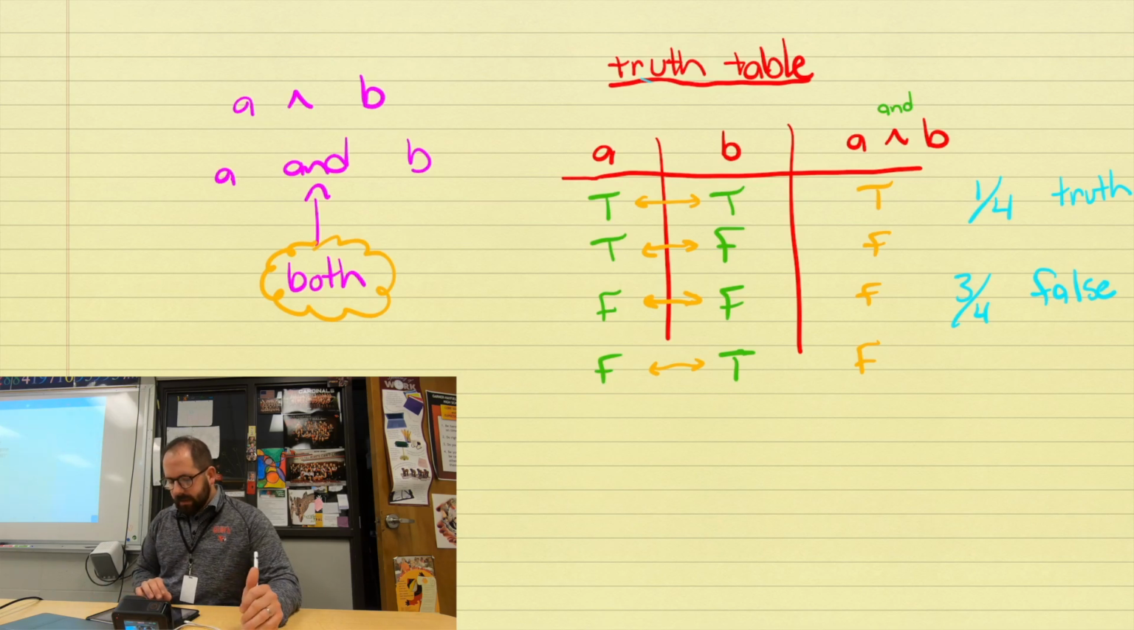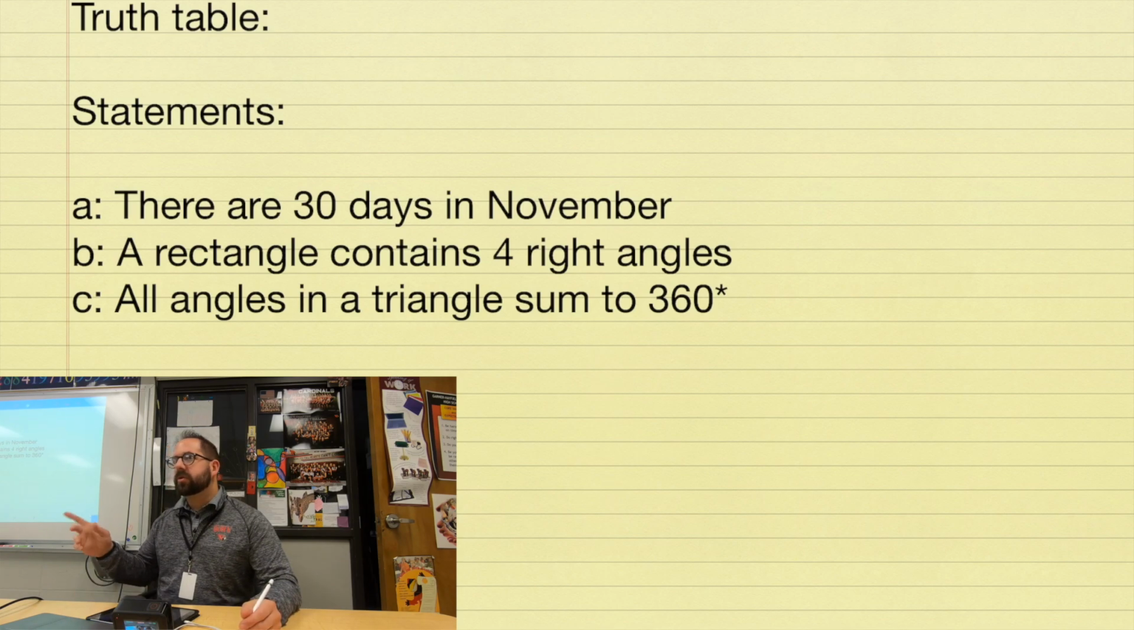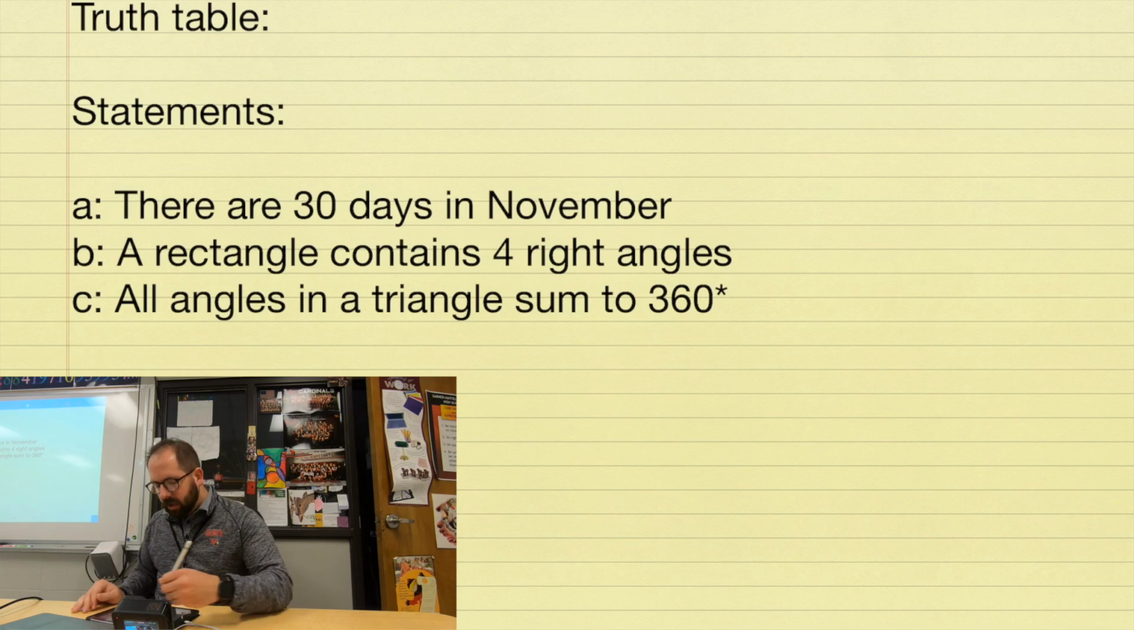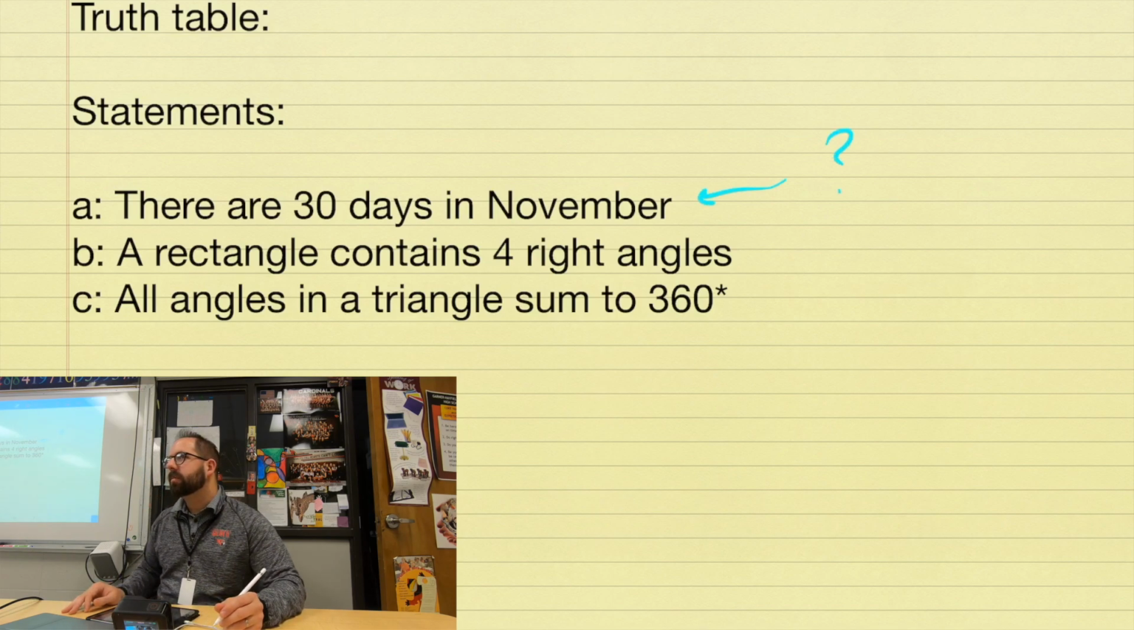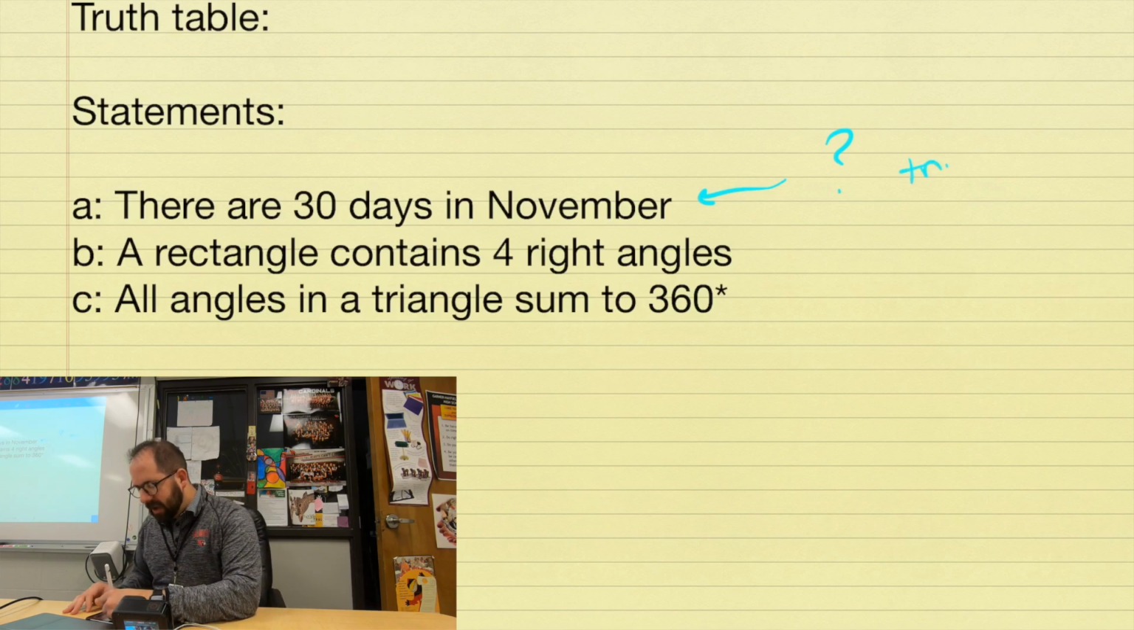Okay, so we're using A and B, right? Those are the 2 sentences I picked at random, A and B. So is this first sentence true? Are there 30 days in November? Yeah, there is. That is true. Now, if you don't know, there is this rule. It's called the Knuckle Rule.